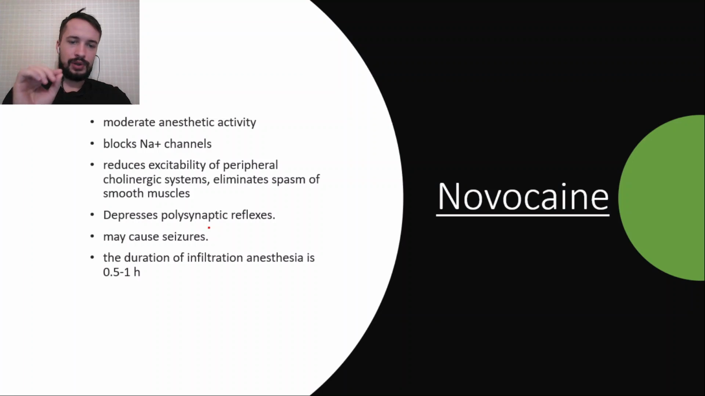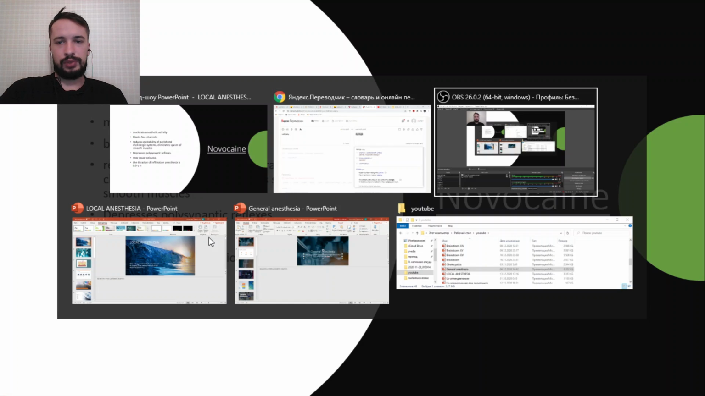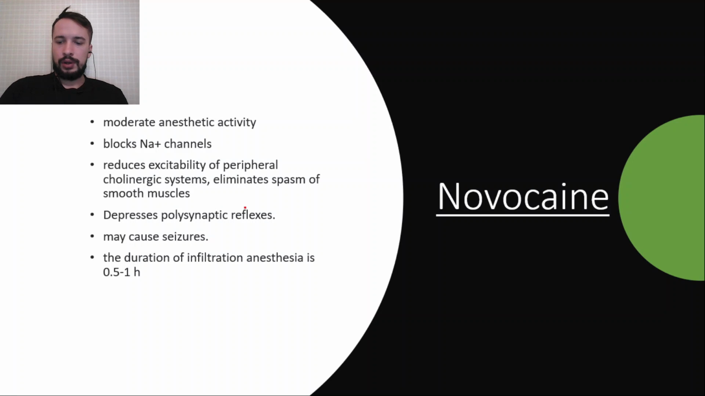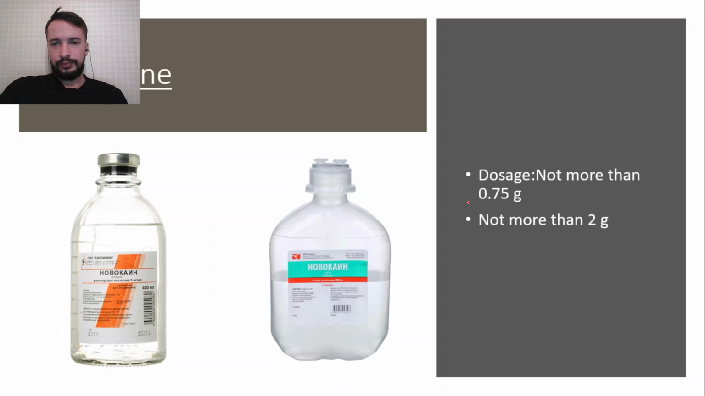It relieves smooth muscle spasm, reduces the excitability of the myocardium and motor cortex, and depresses polysynaptic reflexes. In large doses it can cause seizures. It has a short anesthetic activity; the duration of infiltration anesthesia is 1 hour or 30 minutes. Novocaine.